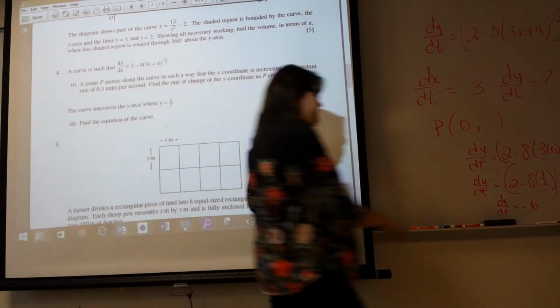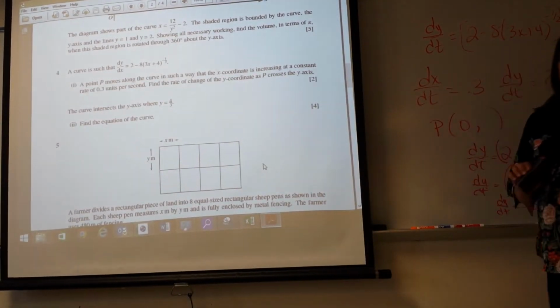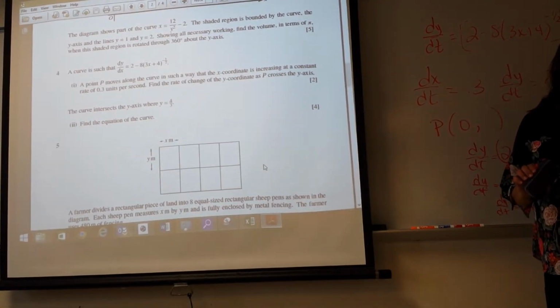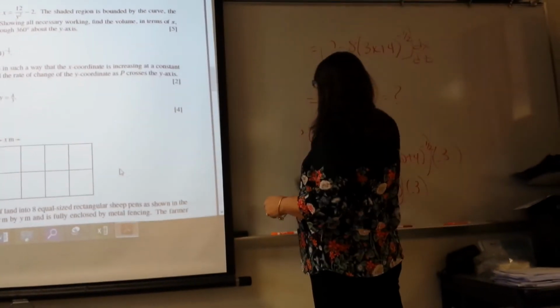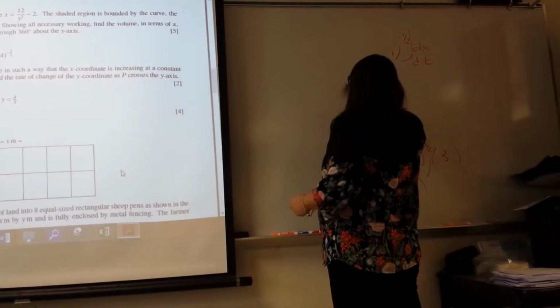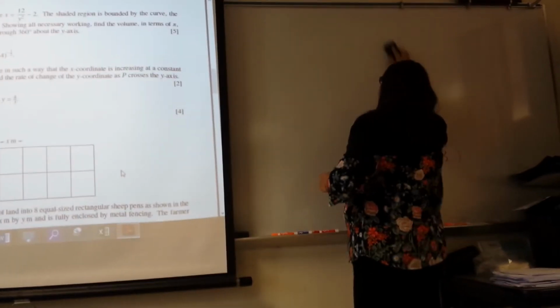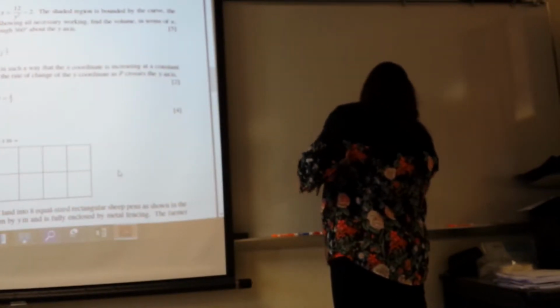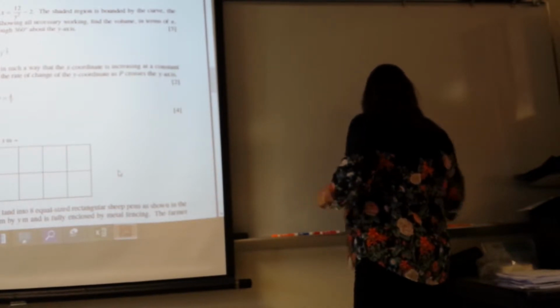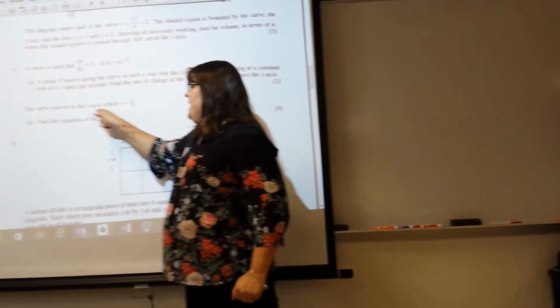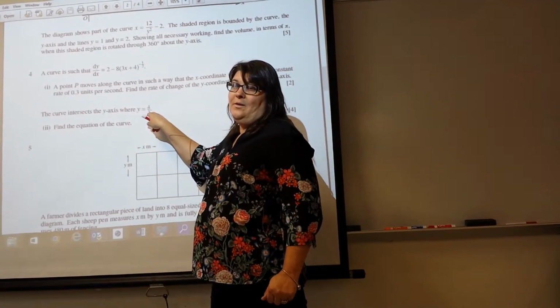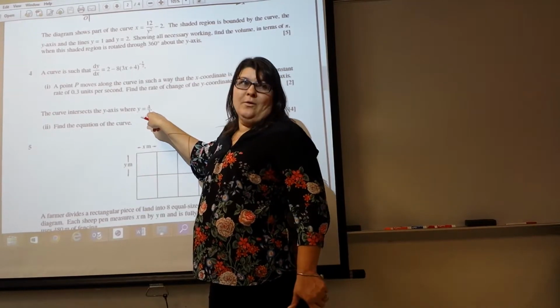So, are we okay to erase this? Wait, what did you say for that one? Okay, so for the next one, they're giving you the derivative, and they want you to go back to the original function. So how do we go back to the original equation? Well, we have to integrate. And they give me the ordered pair without really saying so, but they're saying the curve intersects the y-axis at y is 4/3. So what's the ordered pair? 0, 4/3.